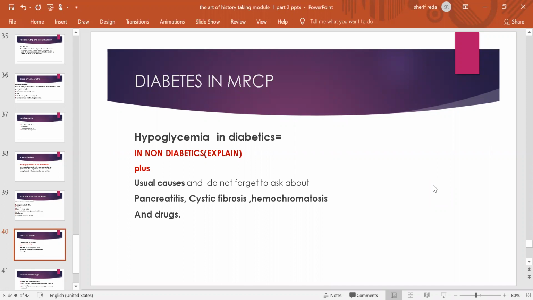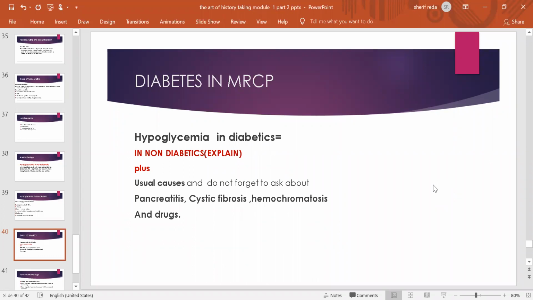So if hypoglycemia occurs in a diabetic, don't forget to exclude the same causes as in non-diabetics, plus the usual causes, like he took his insulin and did not take his meal, lack of rotation of the needle, wrong dose, wrong route, or taking an excess dose because of retinopathy and so on. You can deal with it as a case of the usual causes that we are all facing in everyday practice.